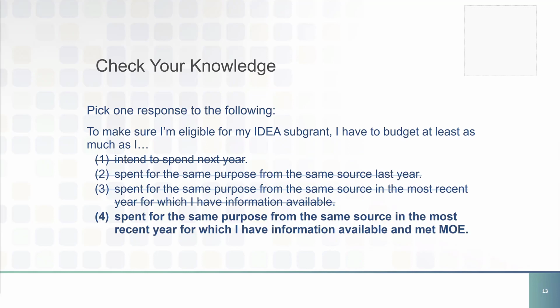It's not number 3, because it's true you must compare to the most recent year for which you have information available. But if you did not meet MOE in that year, you must go back further. So number 4 is correct. It is spent for the same purpose from the same source in the most recent year for which I have information available and met MOE. Again, we'll be talking about this later.